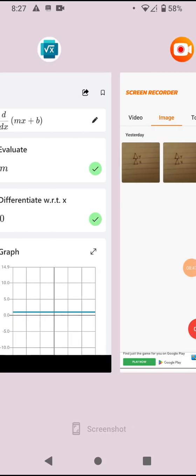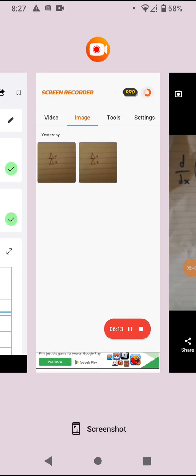Calculus is 2-dimensional. Differential equations is 3-dimensional. Oh my gosh. Anyway, let's go back to the screen recorder.